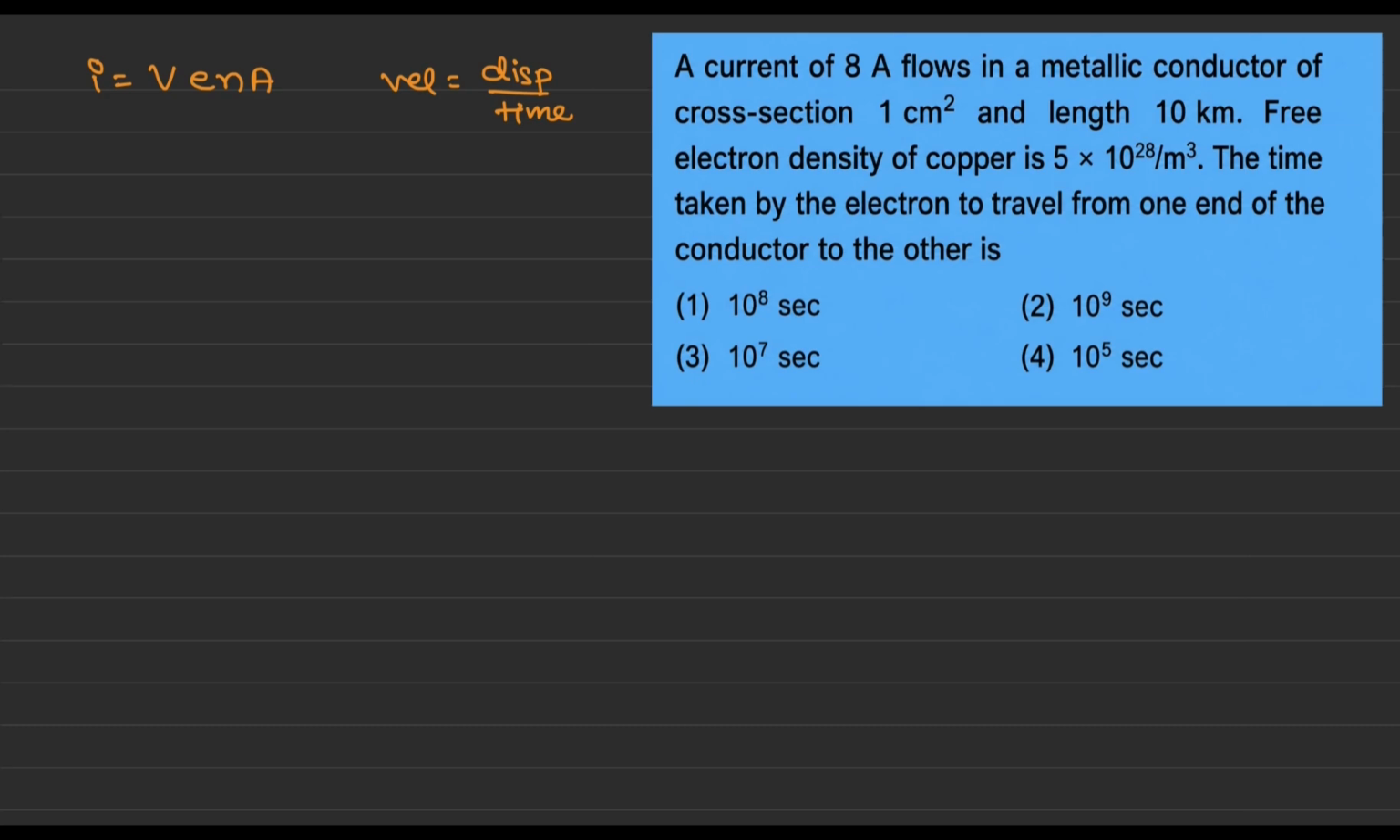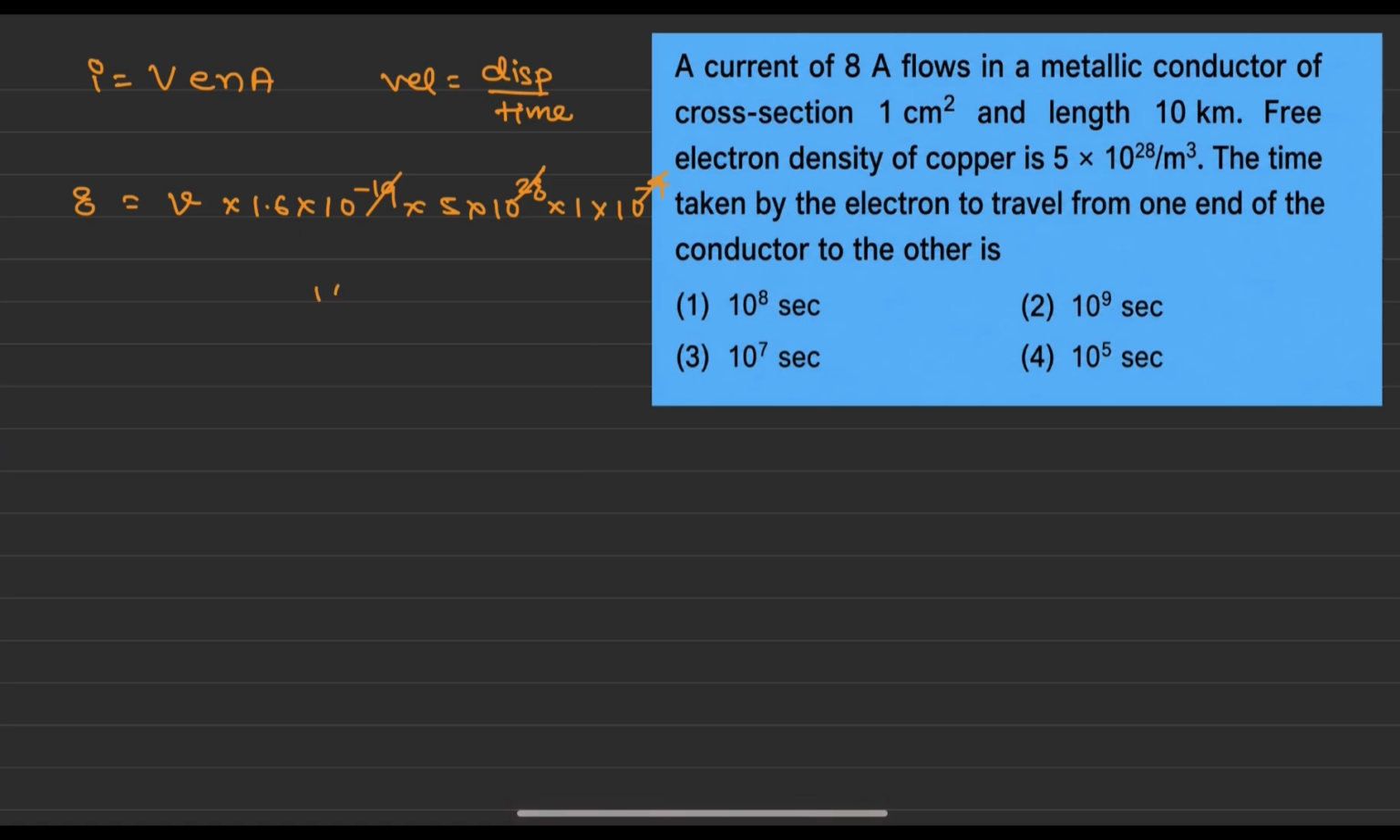So from here, you can say I value we know, drift velocity we don't know, e value we know 1.6 into 10 to the power of minus 19, n value they have given to us 5 into 10 to the power of 28, area value they have given to us 1 centimeter square. But be careful about the unit, it is not in SI unit, so in terms of proper meter square, you can multiply here by 10 to the power of minus 4. Now let us simplify it. 28 minus 19 will become what? 9. 9 minus 4 will become what here? 5.